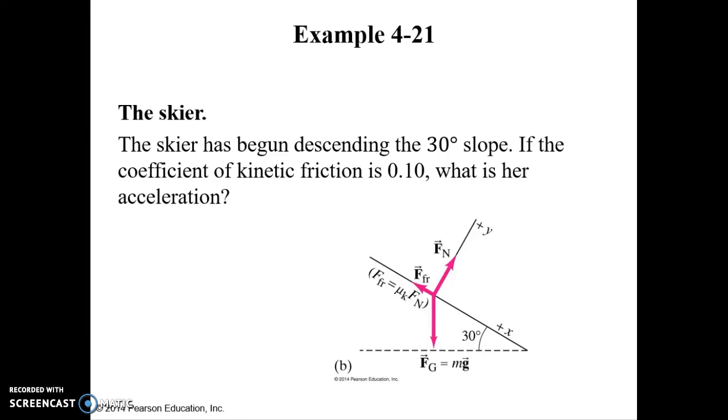Now let's say we have a skier that has begun to descend the 30-degree slope. If the coefficient of kinetic friction is 0.1, what is her acceleration? Our first step is already done by drawing in all the force vectors on your object along the coordinate system drawn at an angle. Now look at the force vectors carefully. Are there any vectors at an angle with respect to your coordinate system? If so, which one? Yes, you got it. It's weight, mg, that is at an angle with respect to your coordinate system.